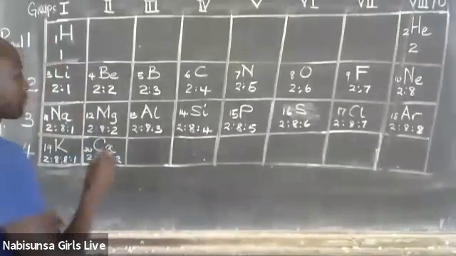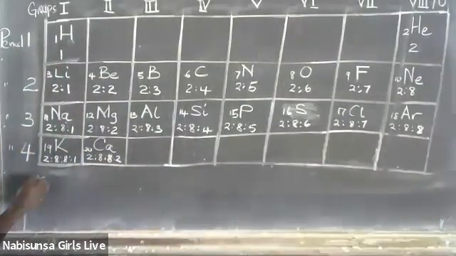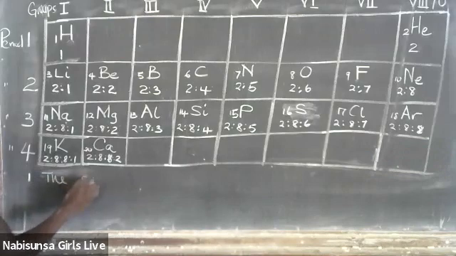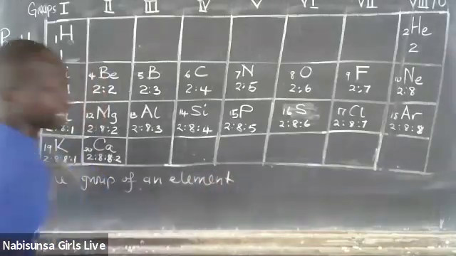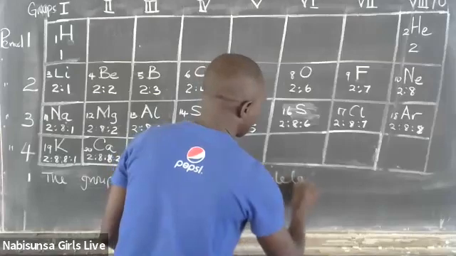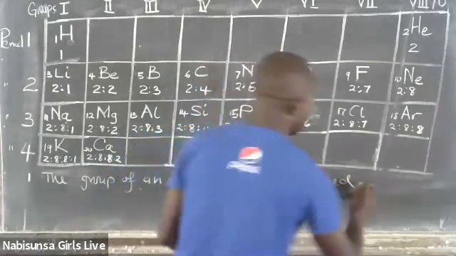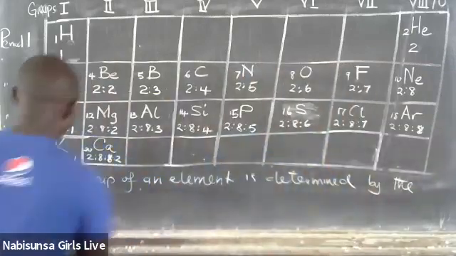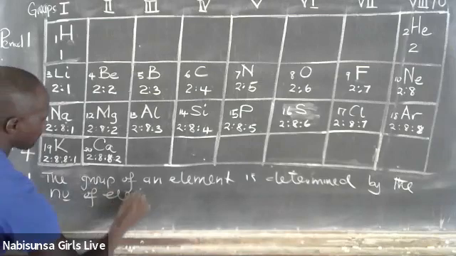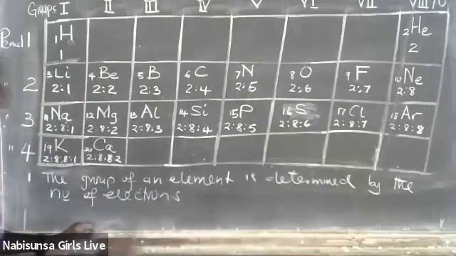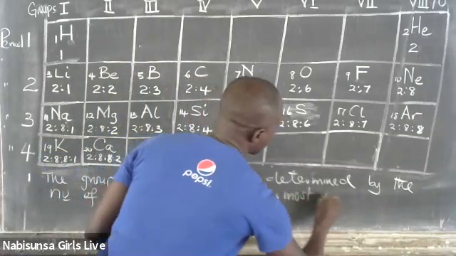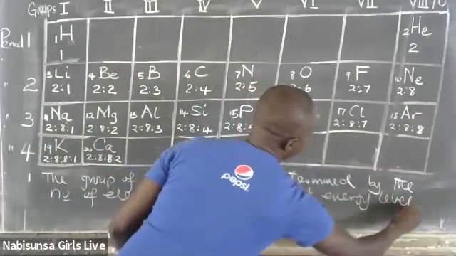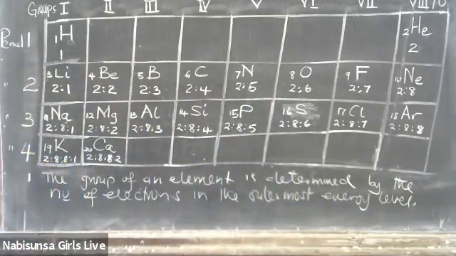Maybe I write down something here. NB, from the periodic table, it is noted that 1, the group of an element is determined by the number of electrons in the outermost energy level. That is number one. And you have all seen it.